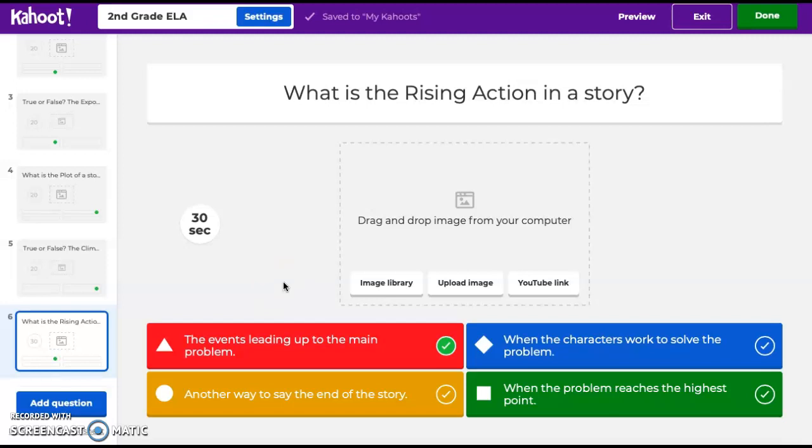The question says, what is the rising action in a story? And the first option I have given is the correct answer. The rising action is like the events leading up to the main problem in the story. So this is the correct answer.